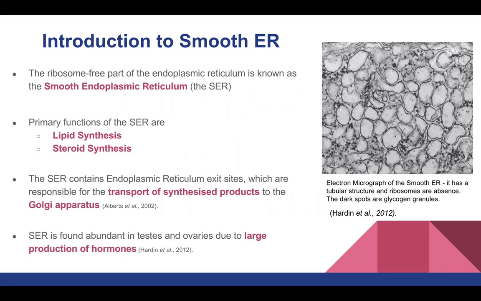Every cell contains smooth ER, but it is more abundant in some cells, such as the testes, the ovaries, and the hepatocytes, as they produce steroid hormones. The image shows an electron micrograph of the smooth ER. Notice the tubular structure and the absence of ribosomes. The dark spots that you can see are glycogen granules.